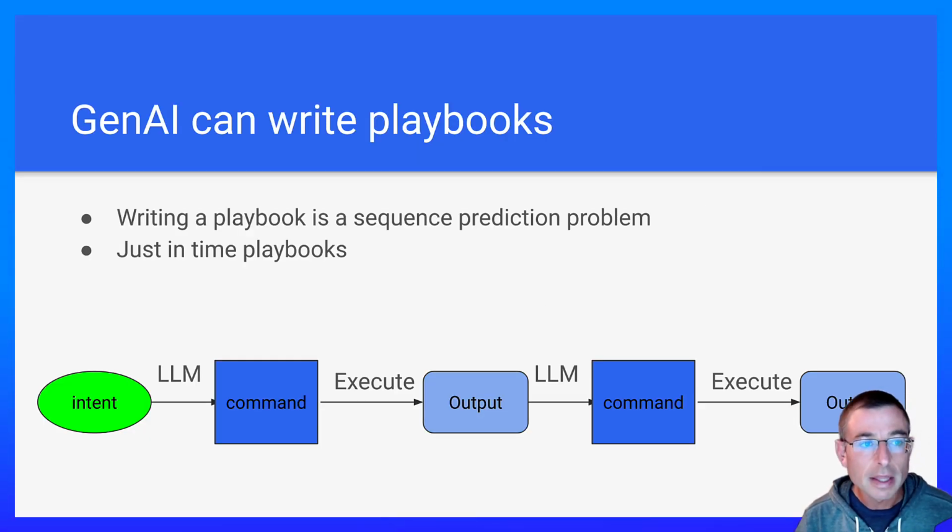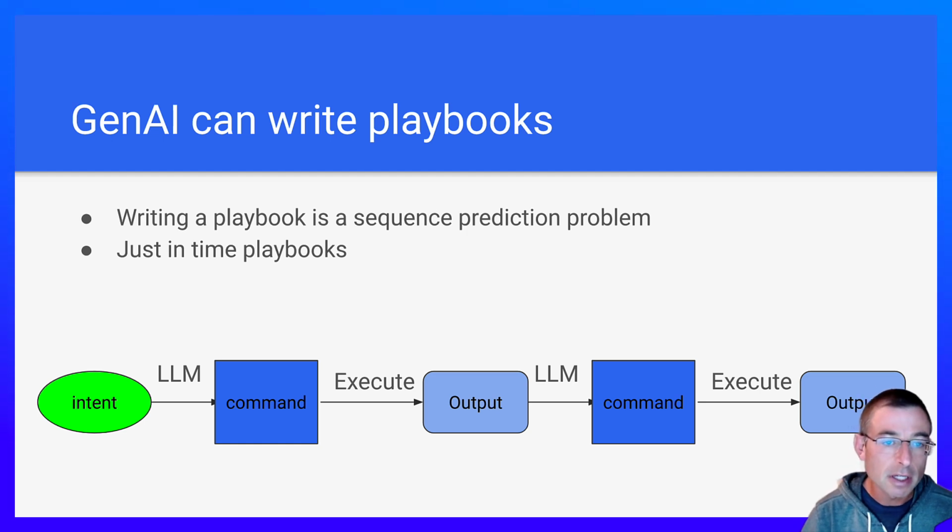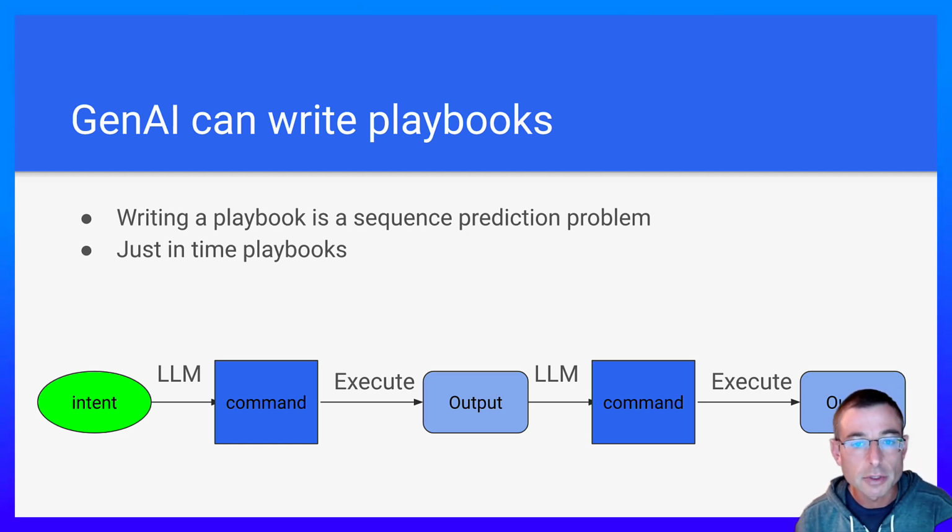And this is a problem that I think Gen AI is ripe to solve, because I think Gen AI can write our playbooks for us. But not only can it write our playbooks for us, it can generate those playbooks just in time for us, so that the playbook that we're reading is tailored to the particular problem or task that we're trying to achieve.